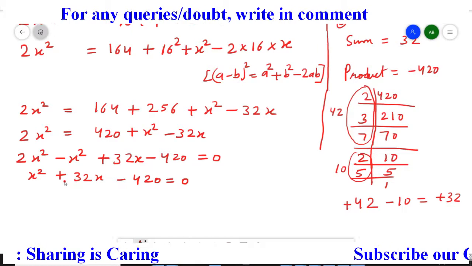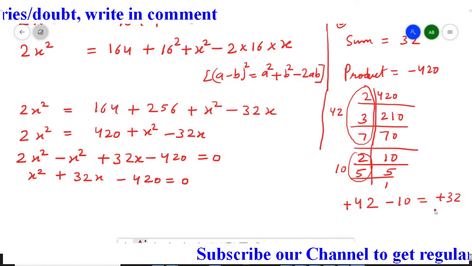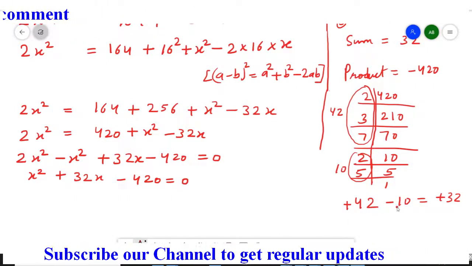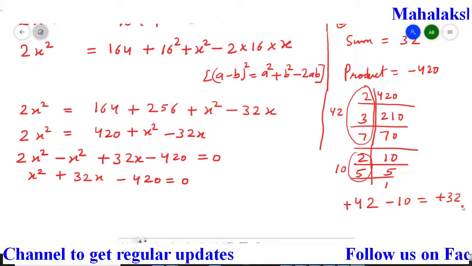Sign is very important. Plus 32. So with the help of these two numbers we have to get plus 32. So decide the signs yourself. You have to decide in such a way that after adding or subtracting you get plus 32.